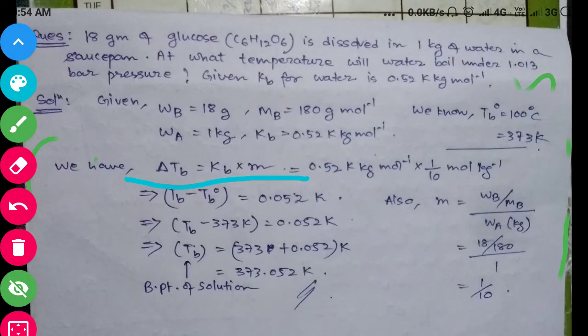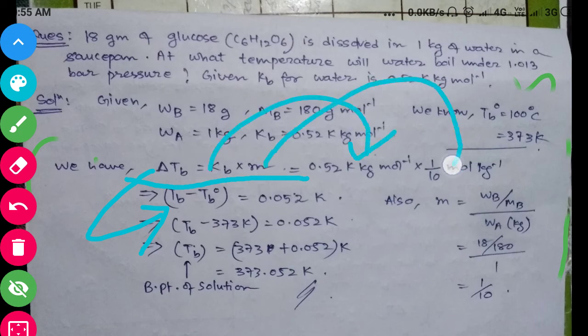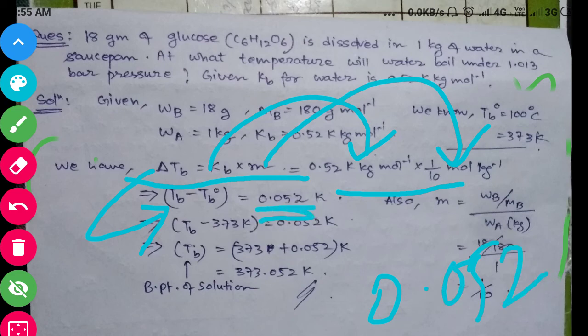Delta TB equal to KB into m. So what is delta TB? Delta TB you will write as TB minus TB naught. Okay, and what is KB? KB is 0.052 Kelvin kg per mole. What is m? m is 1 by 10. So I have written over here. So what will this be? Multiply. You will get 0.052. Yes or no? So I have written over here 0.052. And this is TB minus TB naught. How did it come? From delta TB, because delta TB is TB minus TB naught.